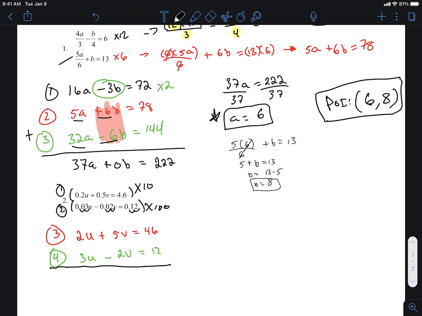All of a sudden, I've taken something that looks pretty ugly and turned it into something that looks like what we did yesterday. At which point, it's now a question of whether or not you can do the work from yesterday. You could do whatever you want. Do you want to do substitution? Do you want to do elimination? I did not specify in this.